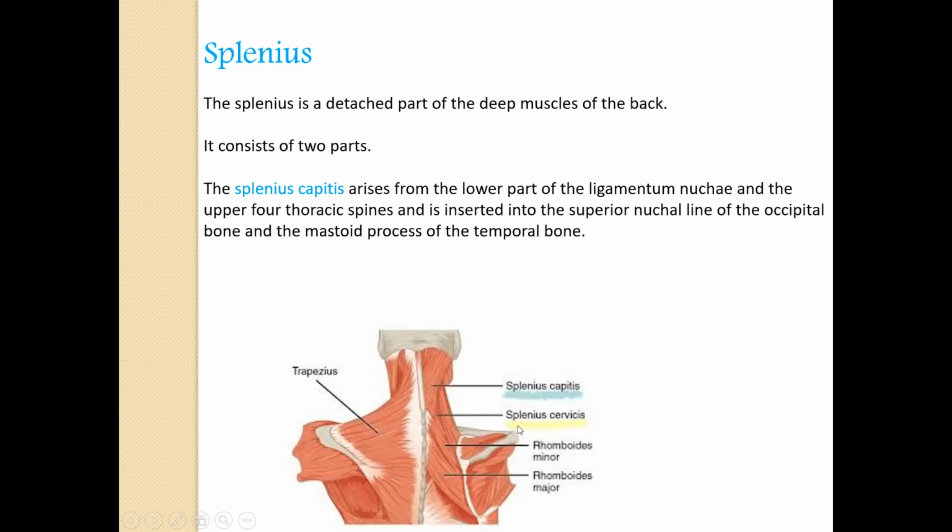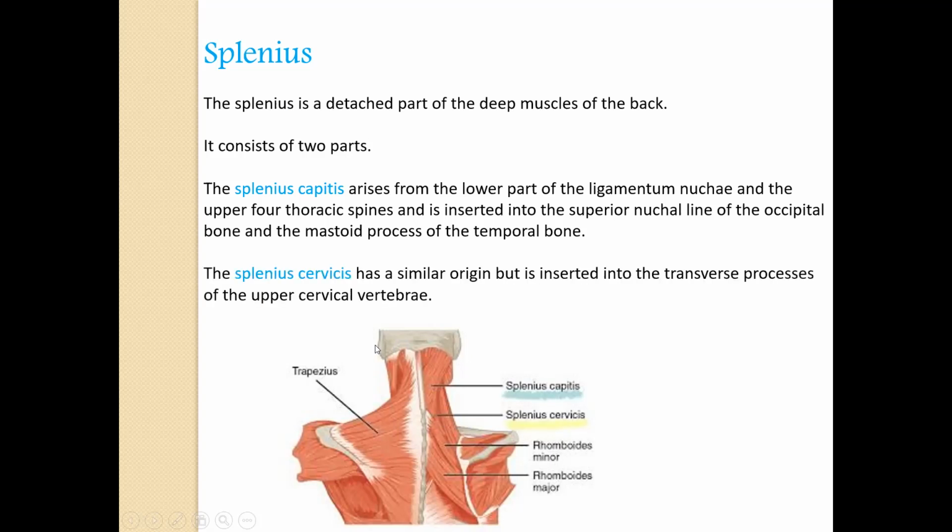And then this splenius cervicis part has a similar origin from the ligamentum nuchae and the upper four thoracic spines, and then it is inserted into the transverse processes of the upper cervical vertebrae. Then let's see about the nerve supply of the deep muscles. These all deep muscles of the back are innervated by the posterior rami of the spinal nerves.